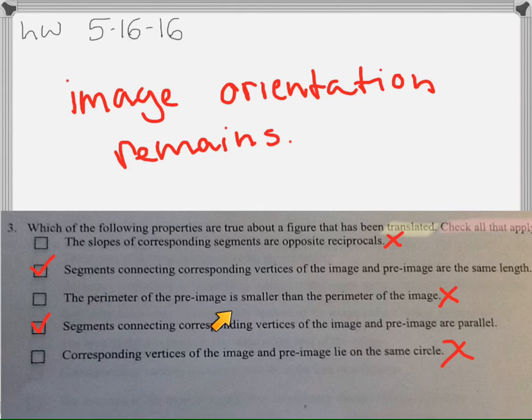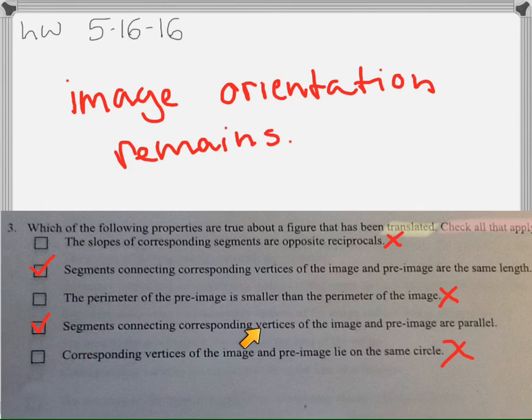The perimeter of the pre-image is smaller than the perimeter of the image. Going back to what we just said for the last one, this is not true because the size and length of the angles and line segments remain the same when an image is translated.